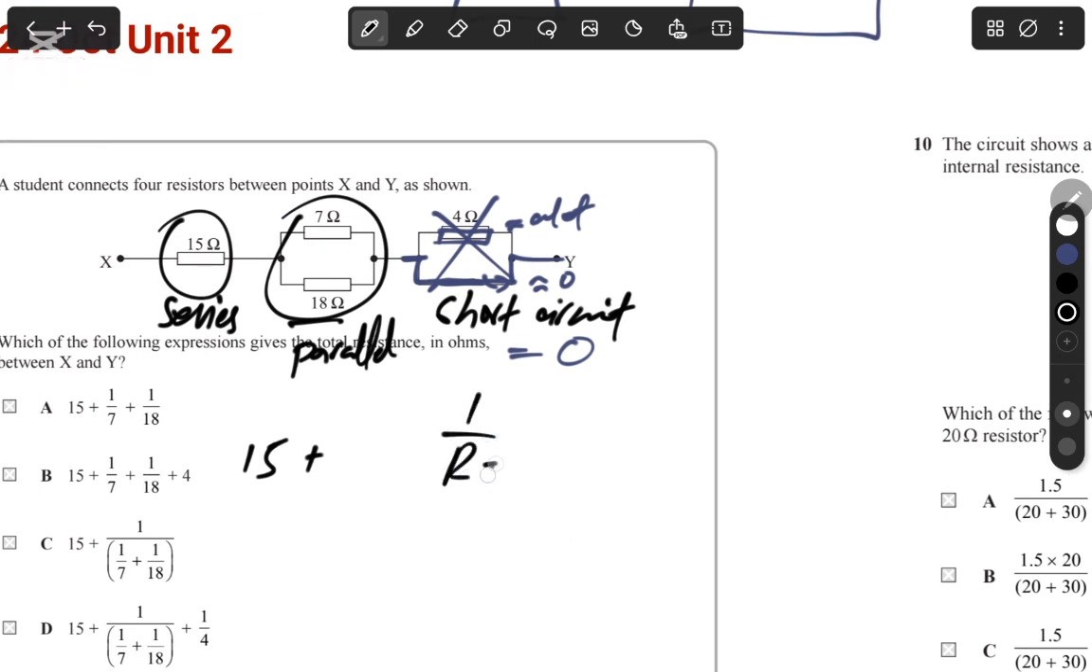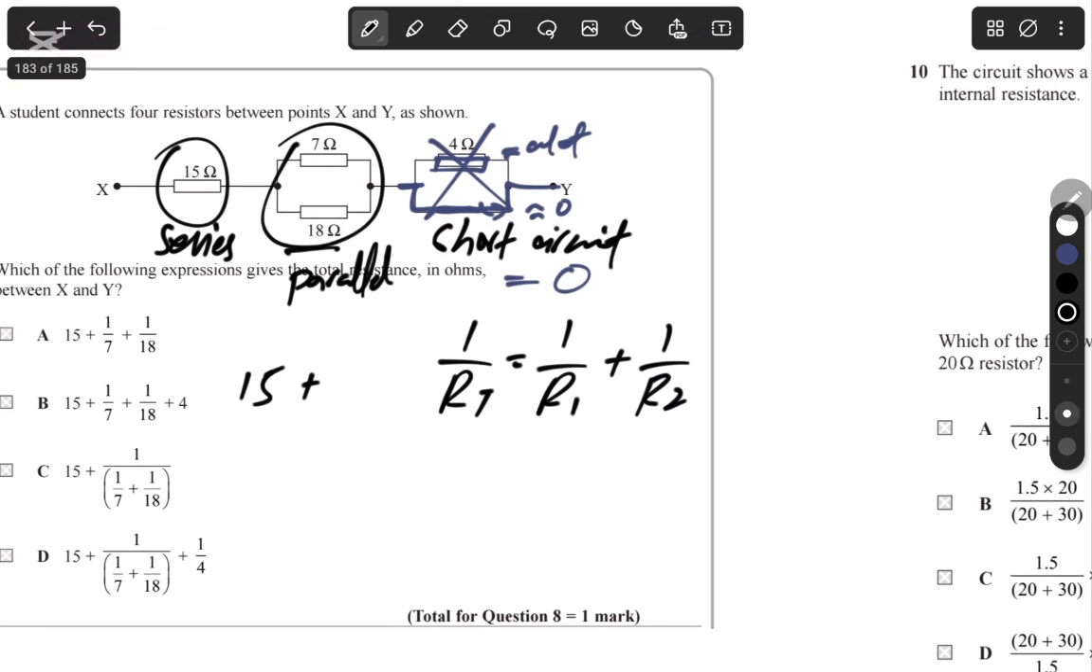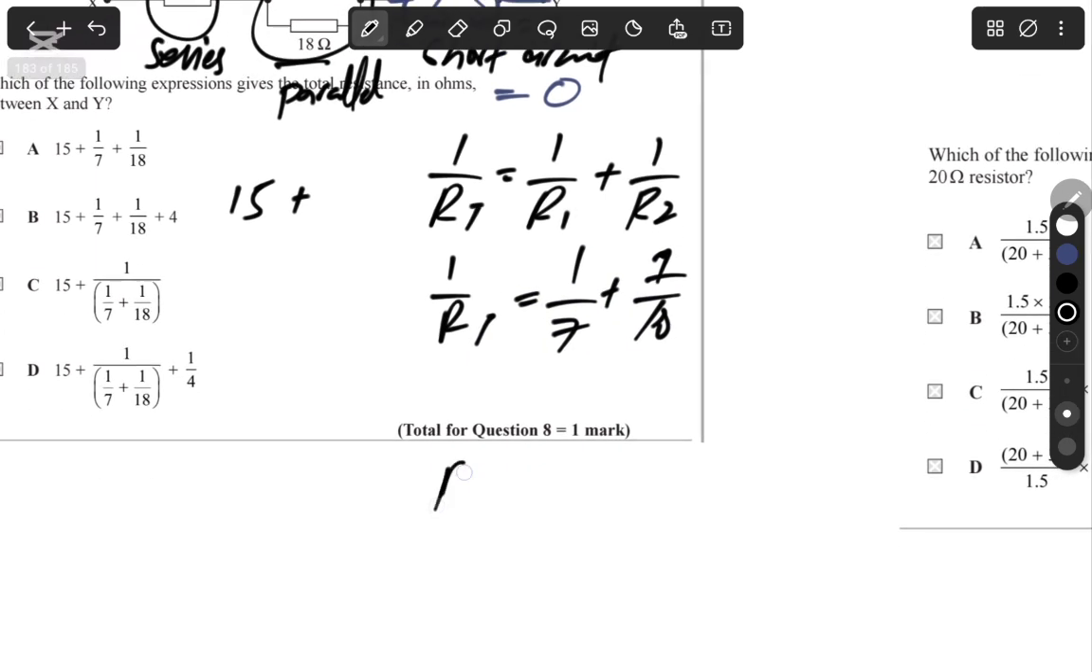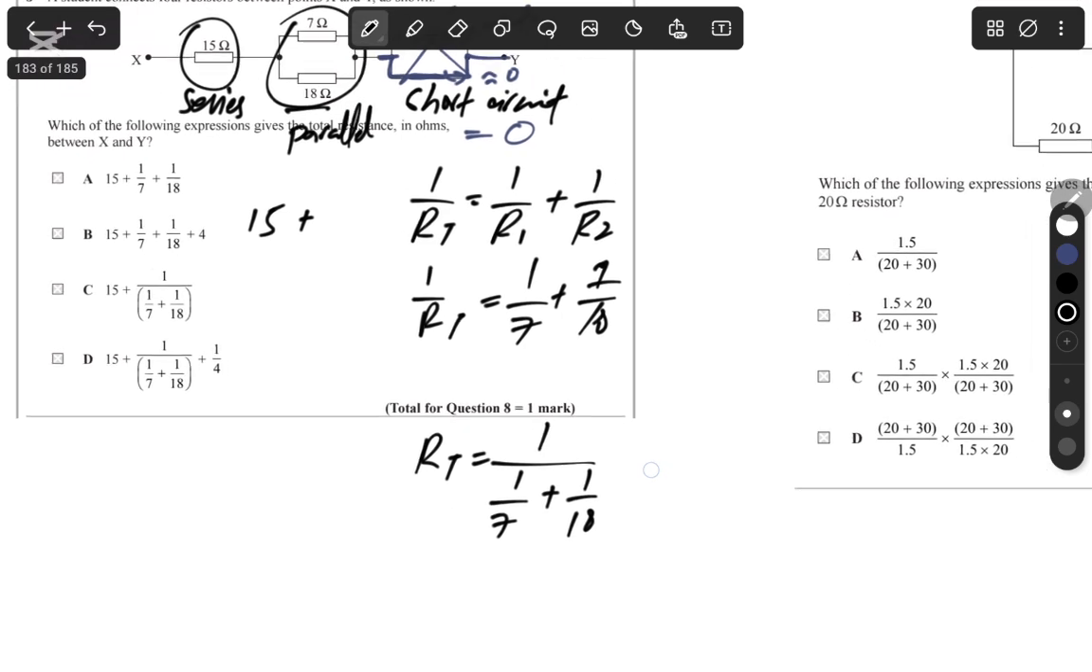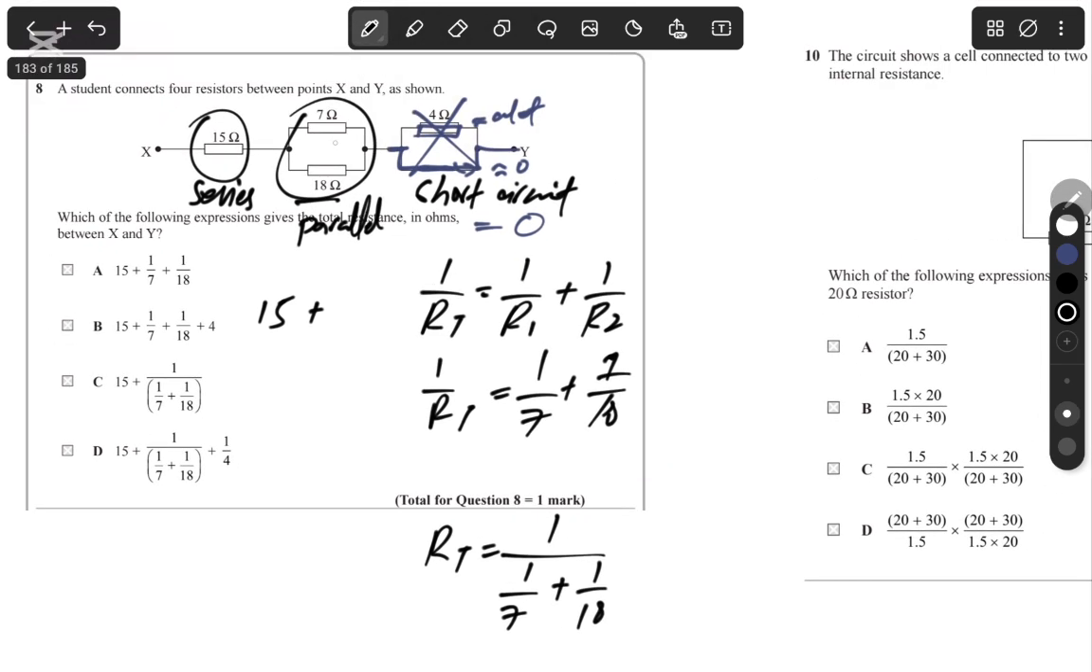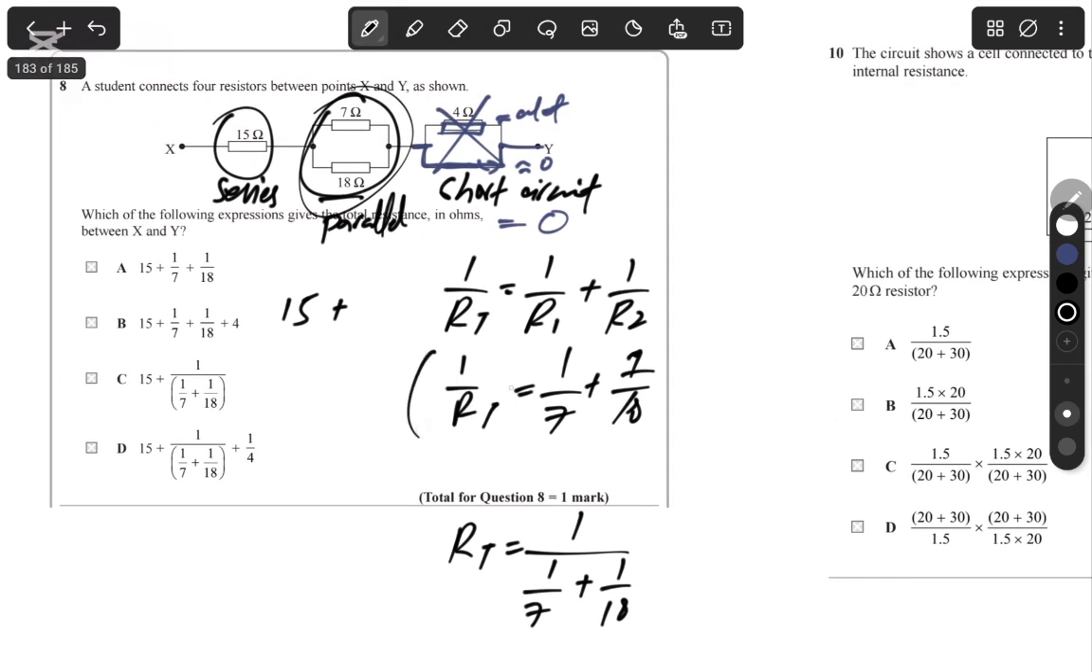So 1 over R total is equal to 1 over R1 plus 1 over R2. Okay, and that's going to give me 1 by R total is equal to 1 by 7 plus 1 by 18. And then I can just flip both sides. So I'm going to get R total is equal to 1 over 1 by 7 plus 1 by 18. So 1 over, and we just inverse it basically, right? So this is going to be the resistance total of these two. Basically I'm doing this with both of the sides.